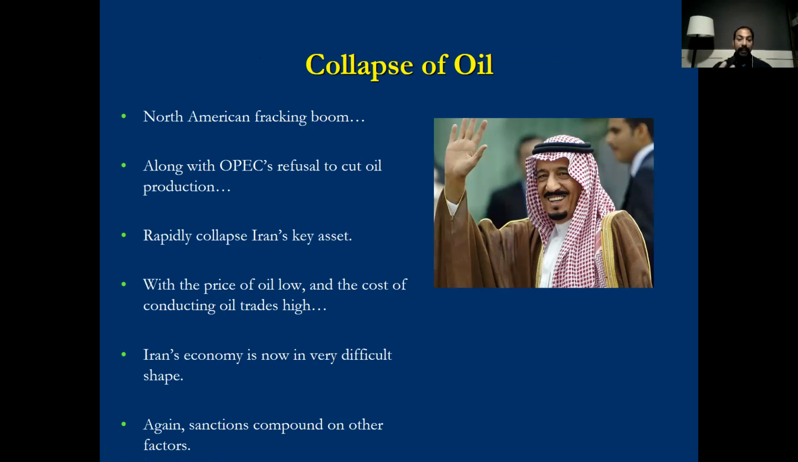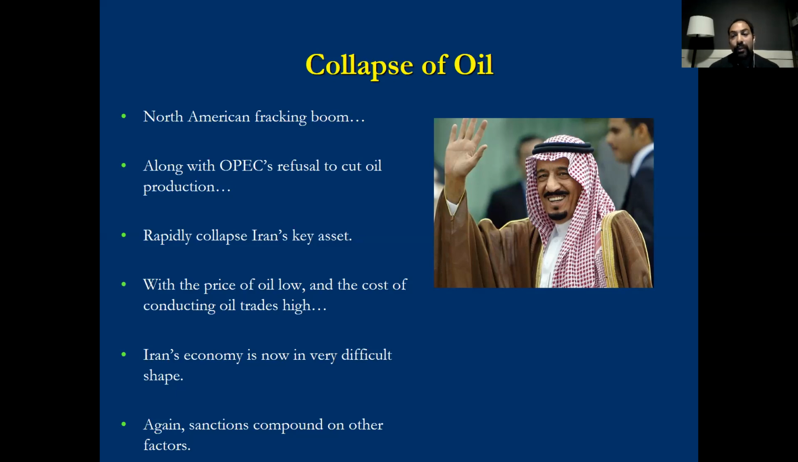The North American fracking boom and the refusal of OPEC to cut oil production rapidly collapsed the value of Iran's key asset. When the price of oil fell, the cost of conducting oil trades for the Iranians became high while the price was low. So the willingness of anyone to engage in these transactions went down, and the Iranians really started to suffer.